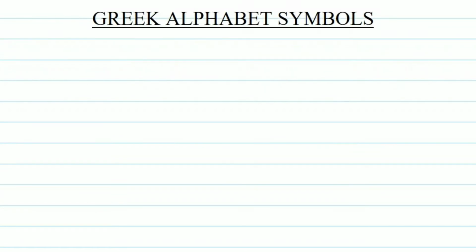Hello everyone. In this video, let us see Greek alphabet symbols which are generally used in math, physics and chemistry. First is alpha. Alpha is used to represent elementary particle in physics. It is also used to represent angles, angular acceleration.